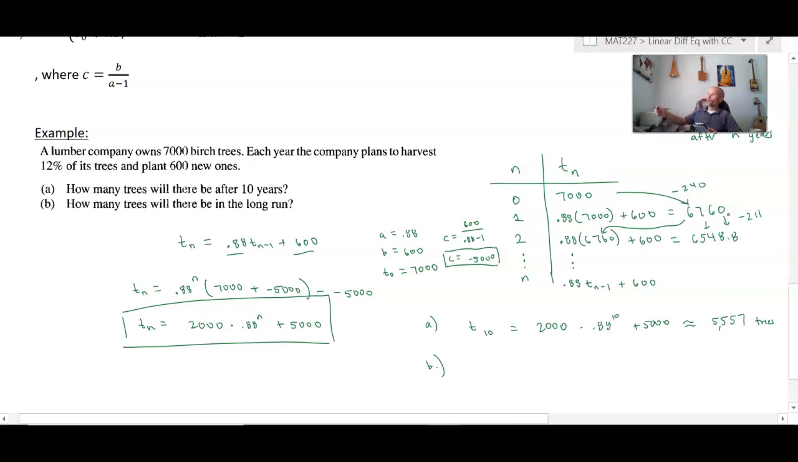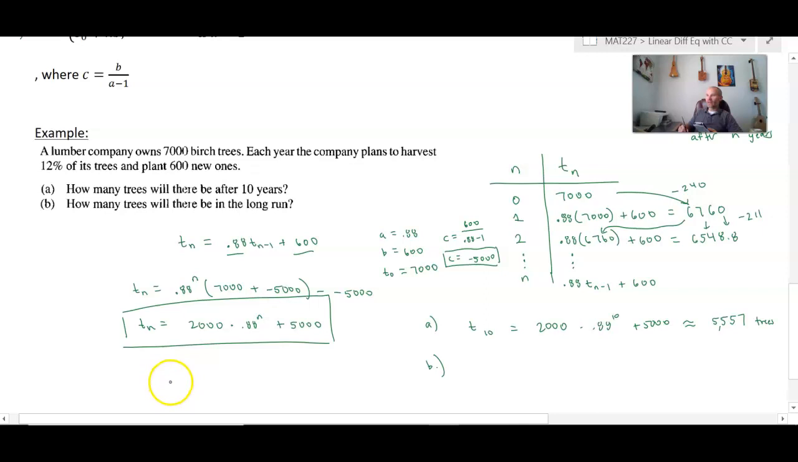The amount that we're removing from that forest becomes less and less, and the reason for that is because we're always only taking away 12% of what remains. So eventually, 12% of some value will be exactly what we're adding in that given year. So the point is, we're not going to actually deplete the forest.